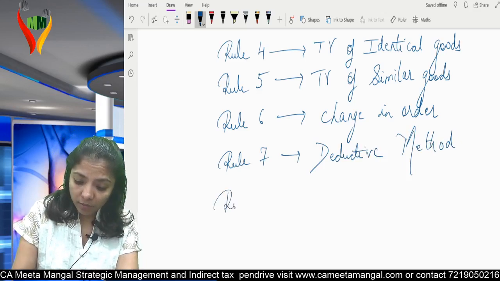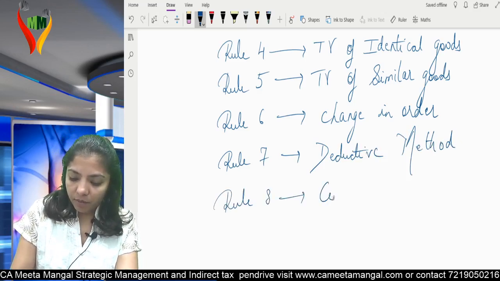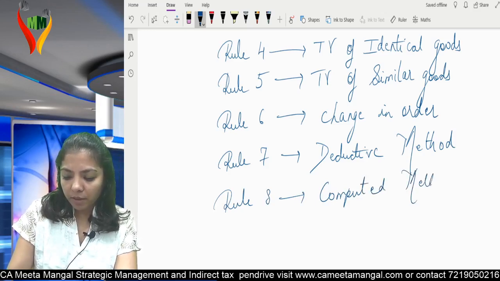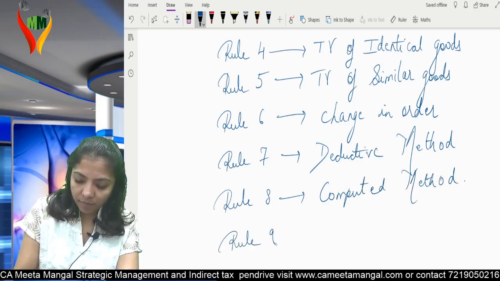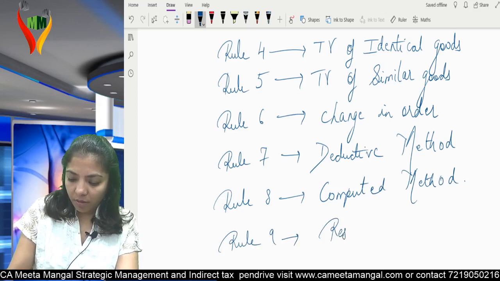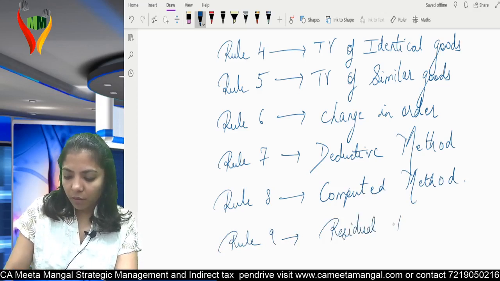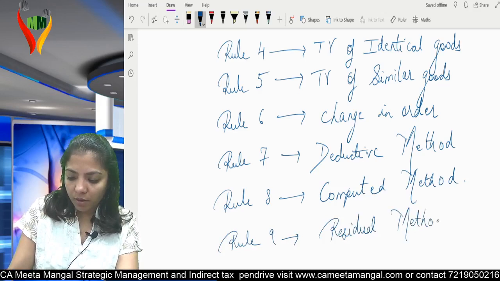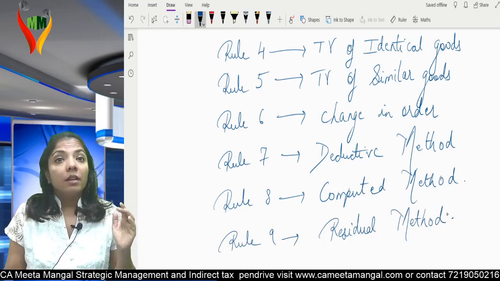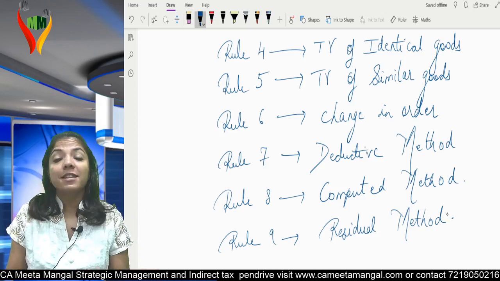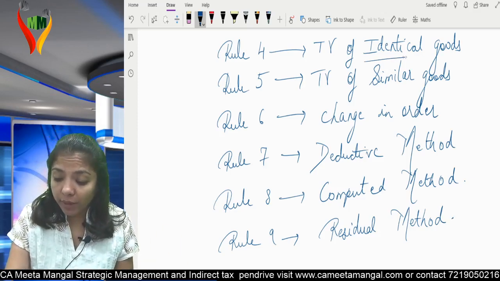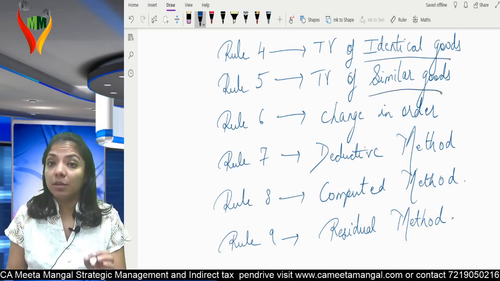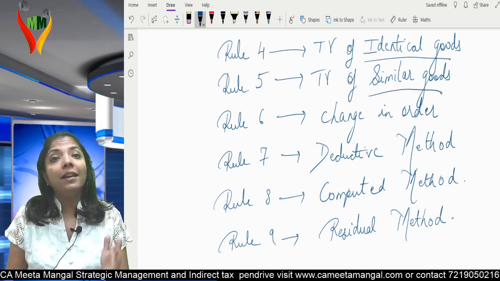What is rule 8? Rule 8 is computed method. And what is rule 9? Rule 9 is residual method. I hope you're with me. Now, we'll understand rule 4 to rule 9 in depth. But before going to rule 4 to rule 9, you need to know the meaning of identical goods and similar goods.